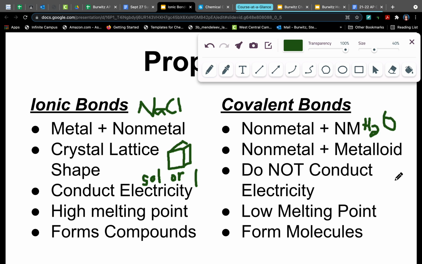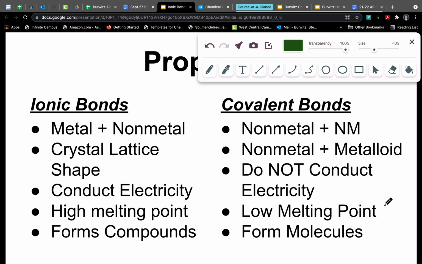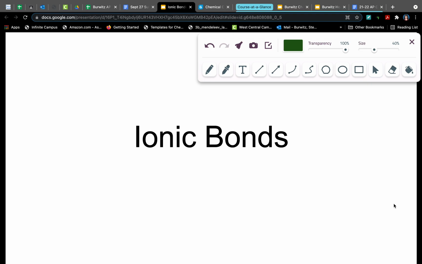And they form what are called molecules. So think about that common representation of water. You've got oxygen with two hydrogens hanging off of it like that. That would be an example of a molecule. Okay, now we're going to go to our next slide, into ionic bonds, our next topic.